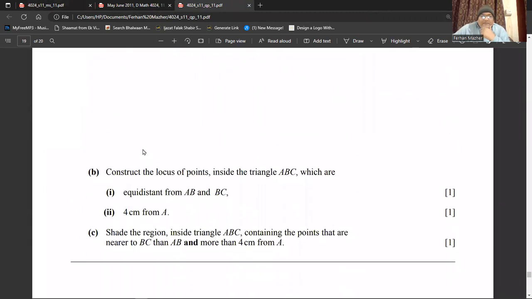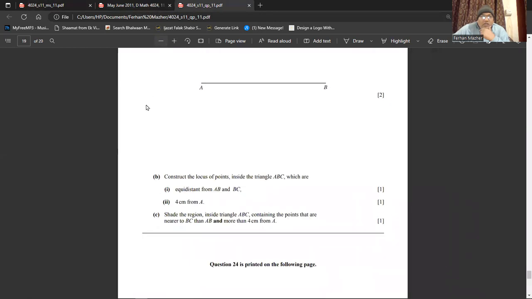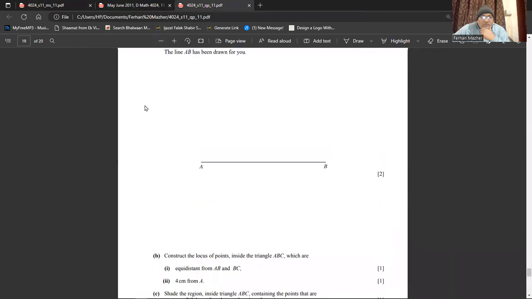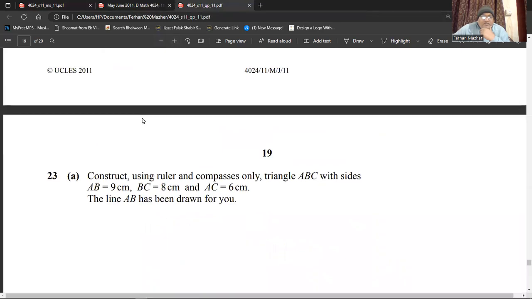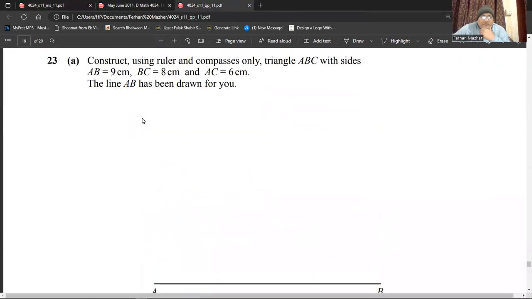Here we have this question. Construct, using question number 23A part. He says construct using ruler and compass only the triangle ABC with the sides AB 9 centimeter and BC 8 centimeter and AC 6 centimeter. The line AB has been drawn for you.